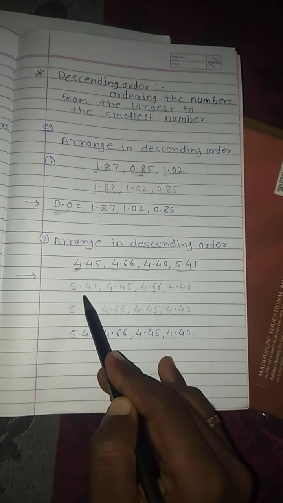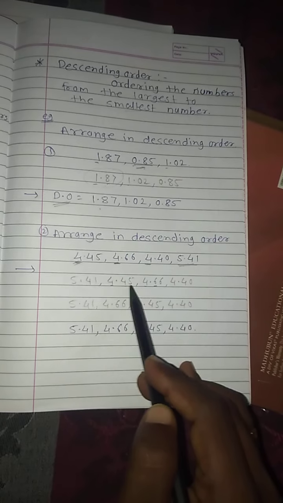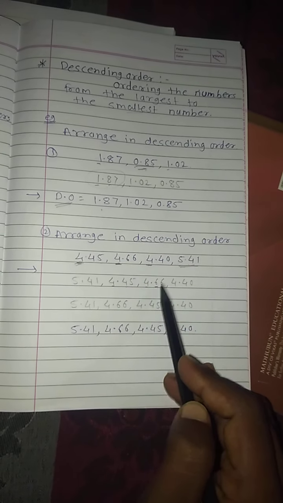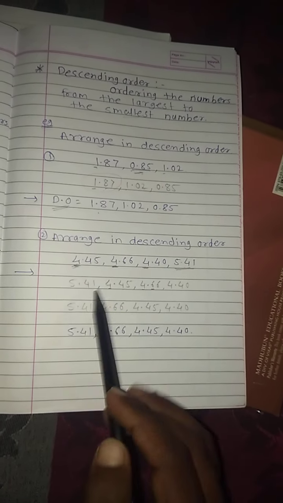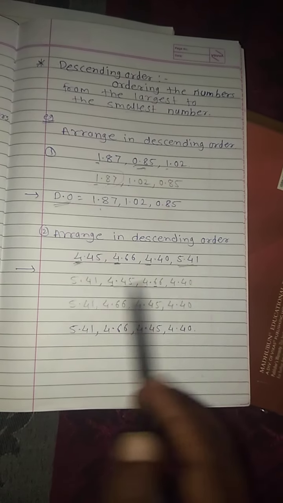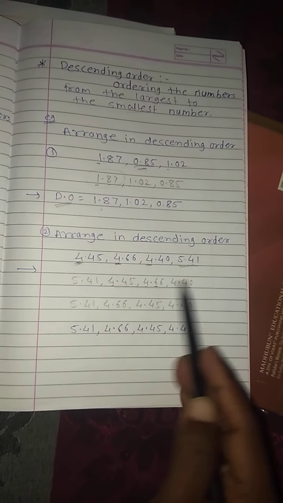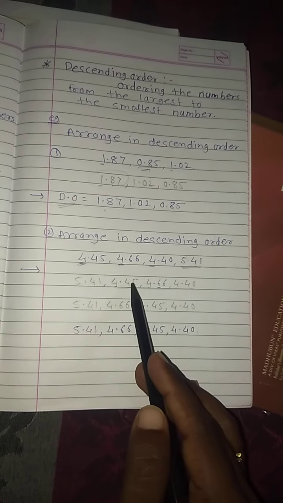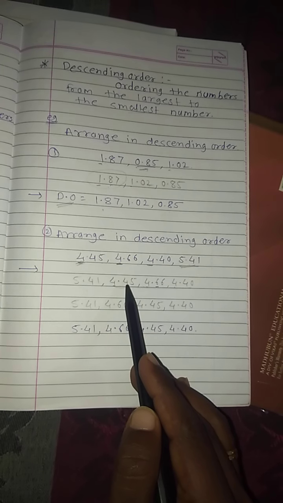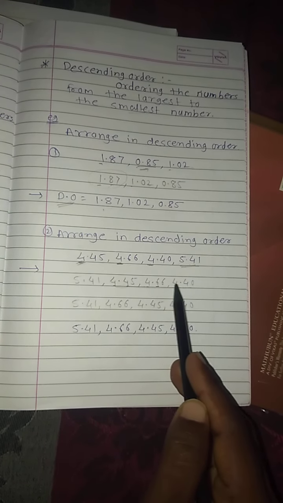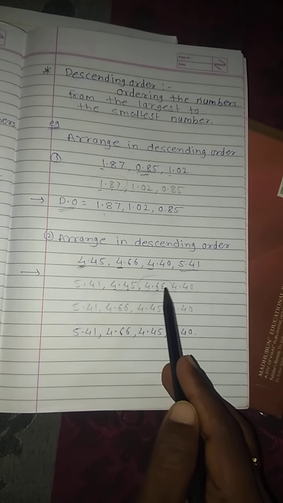I'll write that number first, then I'll write the other numbers as they are: 4.45, 4.66 and 4.40. Then we have to compare these three numbers. Now I'll compare and find out which one is the biggest of the remaining three. Here 4, here 4, here 4. Then move toward the tenths place. Here 4, here 6 and here 4. Then everyone knows that this number is the bigger number.